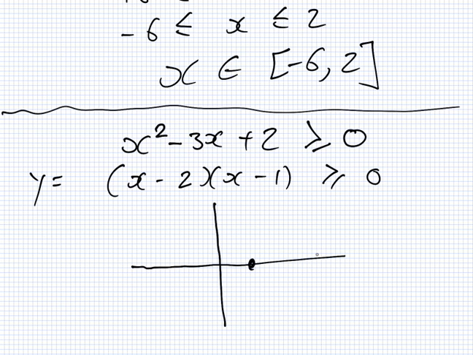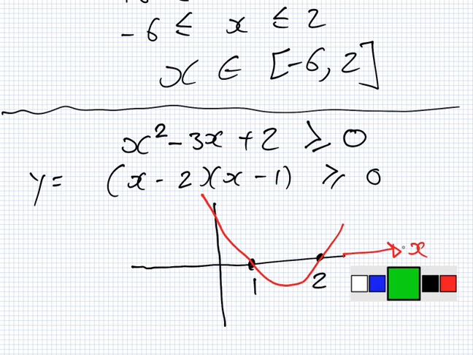What are the roots here? 2 and 1. And what shape is it? A U shape. And this here, remember, is the x. Now look, if x was here, is the y positive or negative? Positive. And then what happens to the y when I hit here? 0. And then if I'm here, the y is negative. And then when I get back to 2, it's back to positive.